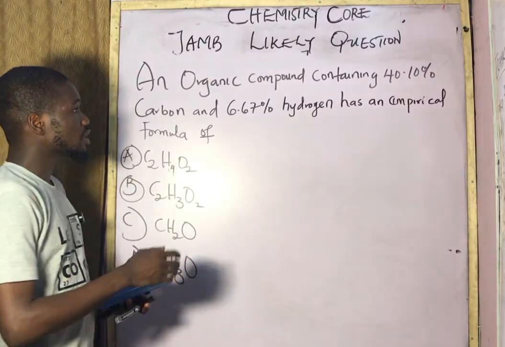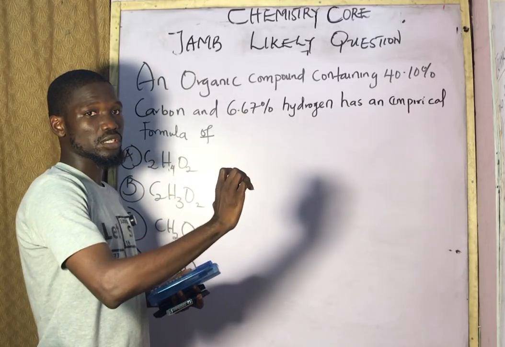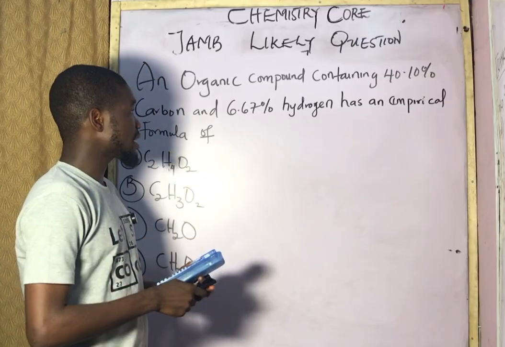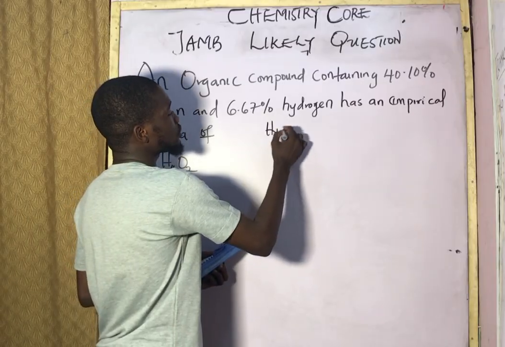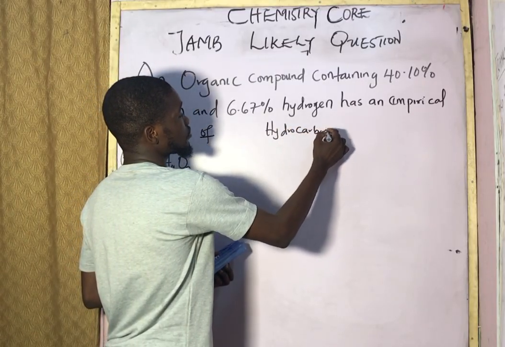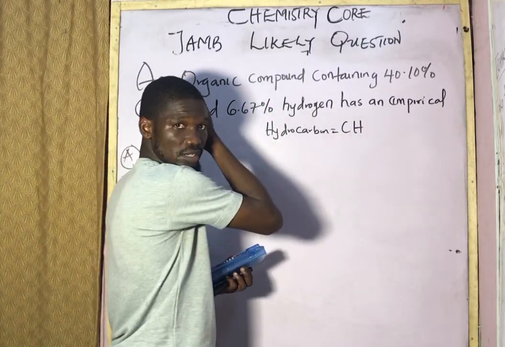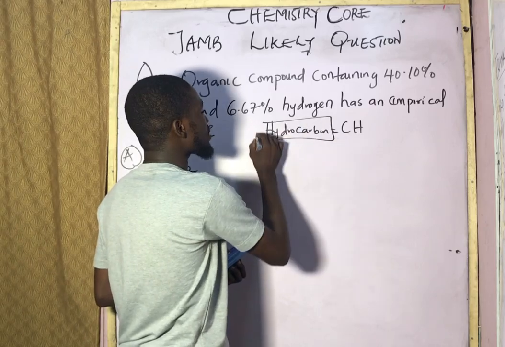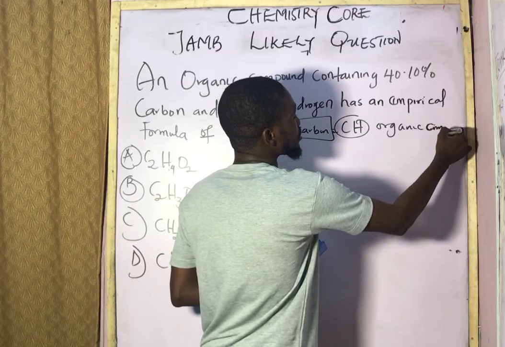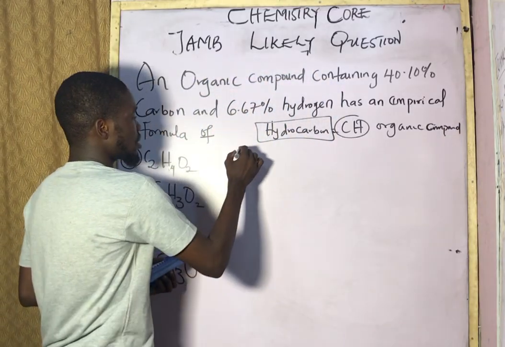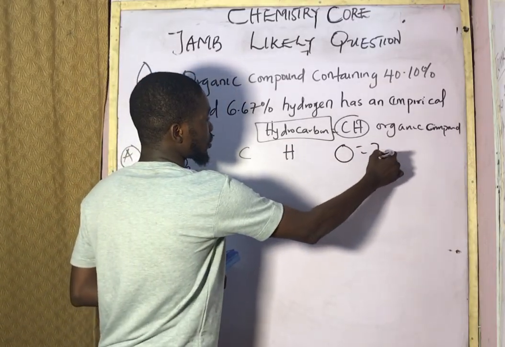One thing you need to know is that the moment the percentage given to you is not up to 100%, then something is missing. And I said an organic compound. Now, the formula for hydrocarbon, for any organic compound, we have this. But generally, we are given what we call an organic compound. So in that case, carbon is given, hydrogen is given, but oxygen, we don't know it.